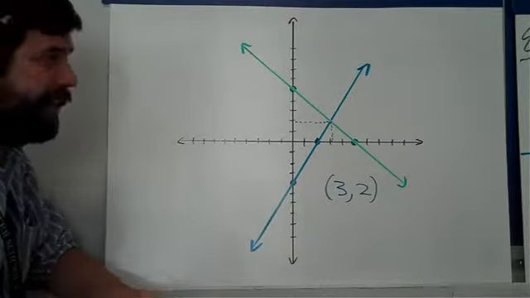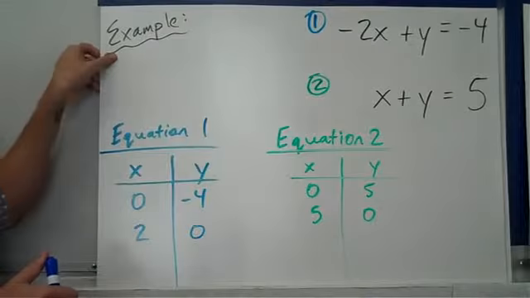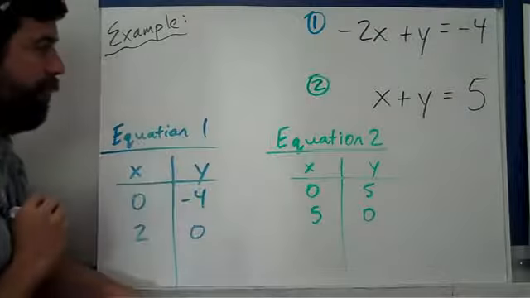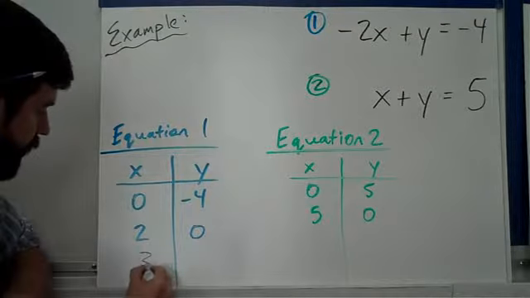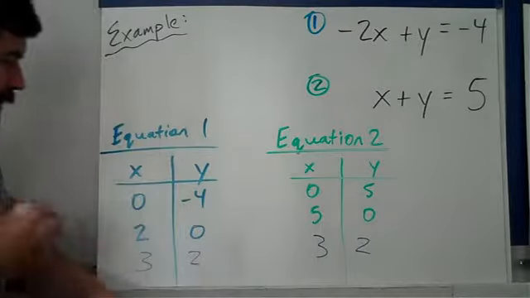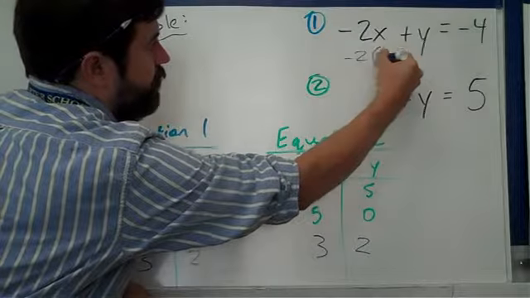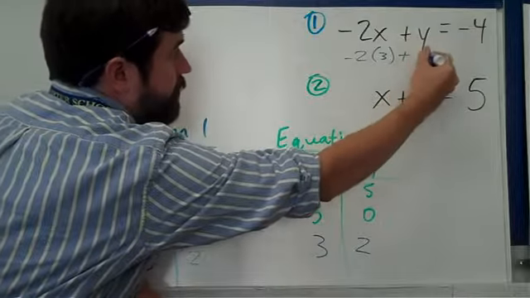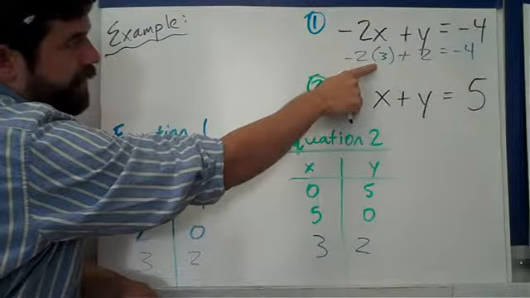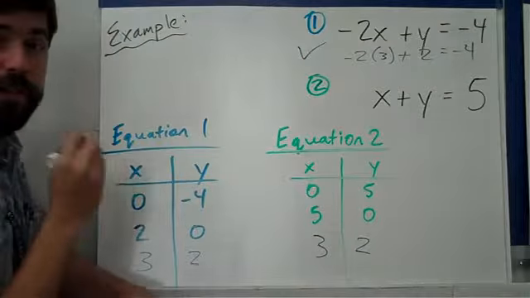Now, how can we check that? Let's go back to the equation. Okay. 3, 2 should work for both equations. So 3, 2, 3, 2. And let's check them out and see if they both work. So equation 1, negative 2 times 3 plus 2 equals negative 4. That's negative 6 plus 2, which is negative 4. Checks out for the first equation.